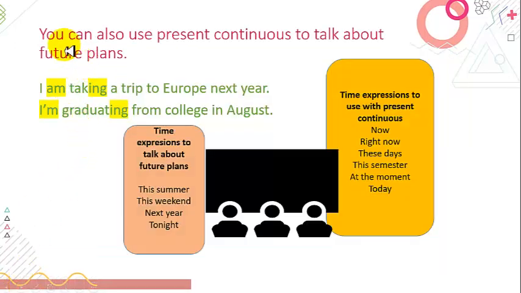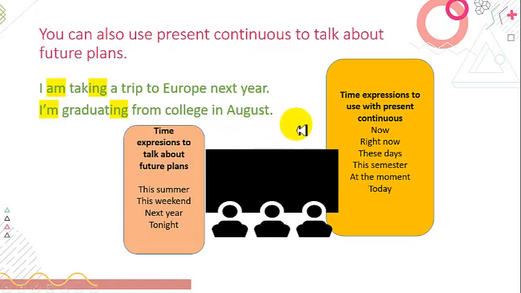Let's continue with this. You can also use present continuous to talk about future plans. For example, I'm taking a trip to Europe next year. Here I'm using the verb to be and a verb with ing. Or I'm graduating from college in August. So in August, it means that it will be in the future, in the near future, okay?